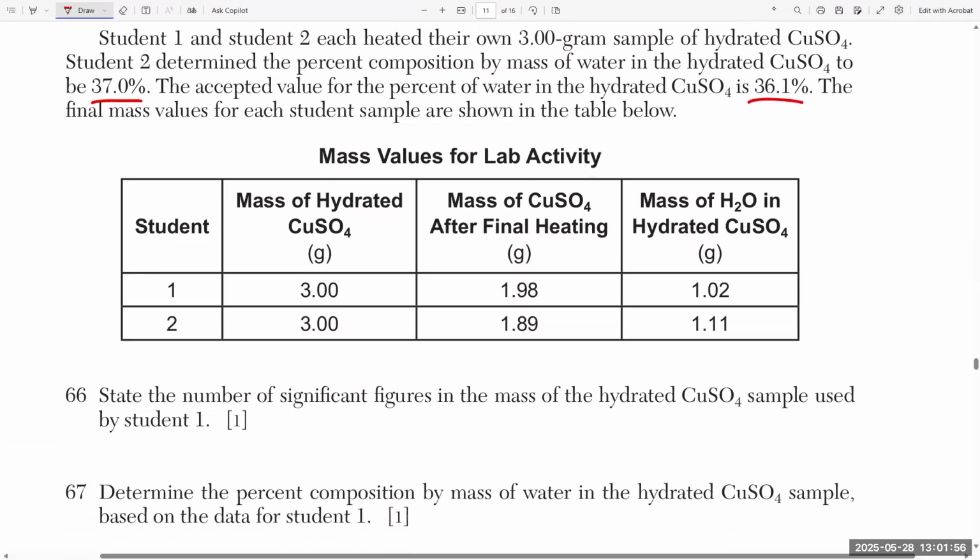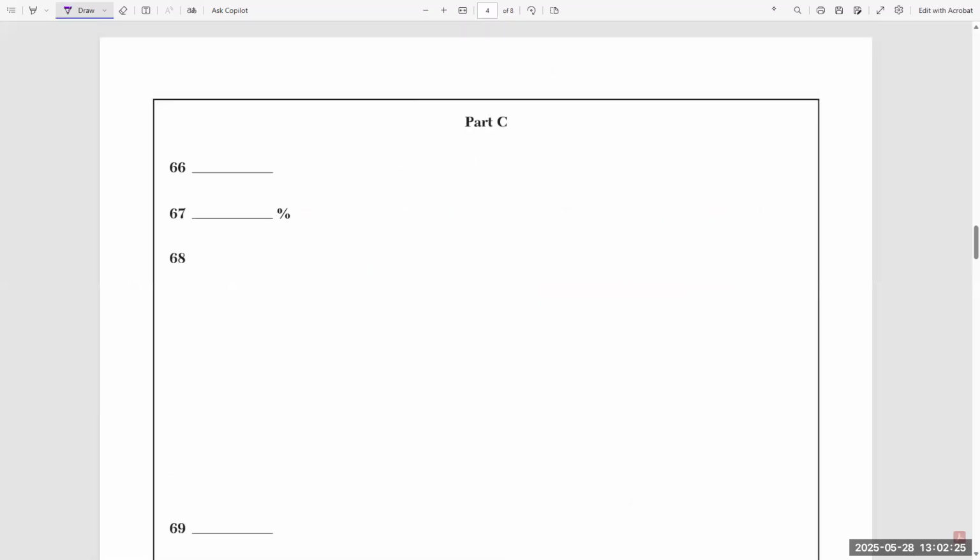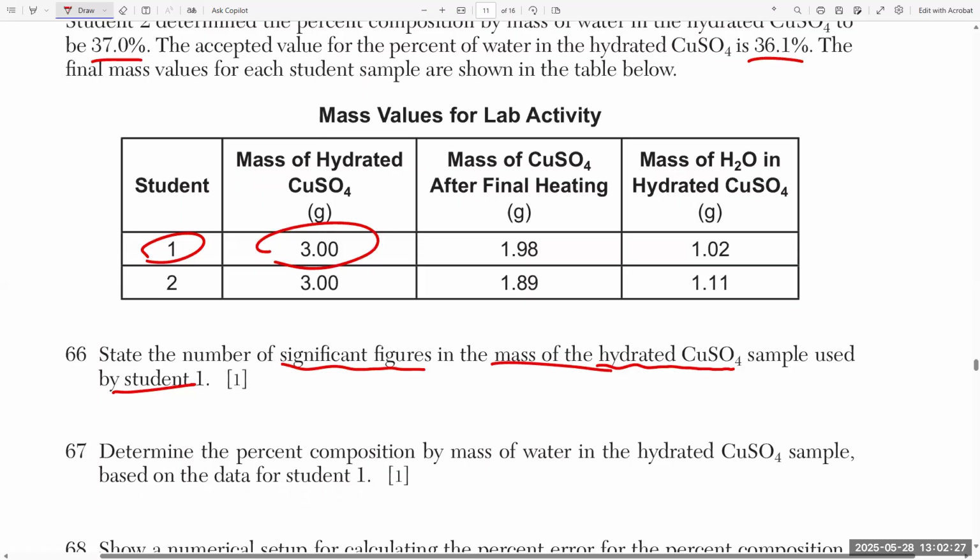Number 66, state the number of significant figures in the mass of the hydrated copper 2 sulfate sample used by student 1. Now, what does that mean? Well, first of all, are they joking? Because all the numbers in this chart have a significant value of 3, right? But specifically, they're looking at mass of the hydrated copper 2 sulfate. So that's this one by student 1. So 3.00 has how many sig figs? 3 sig figs. Okay, let's go to 67.